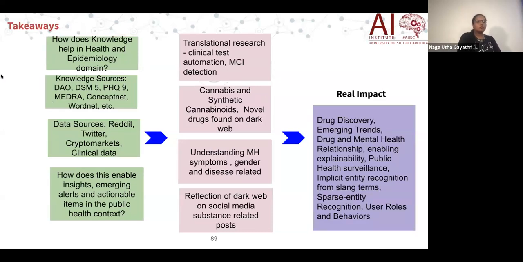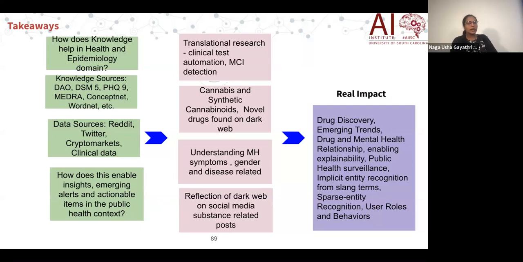These are the takeaways from this presentation: how knowledge helps in the health and epidemiology domain, the data sources and knowledge sources we referred to, how this enables insights and emerging trends, and how to automate several clinical guidelines. We were able to make some real impact in finding emerging trends and the relationship between drugs and mental health, like cannabis and depression. We were also able to automate some tests, like the MoCA test, to detect mild cognitive impairment.